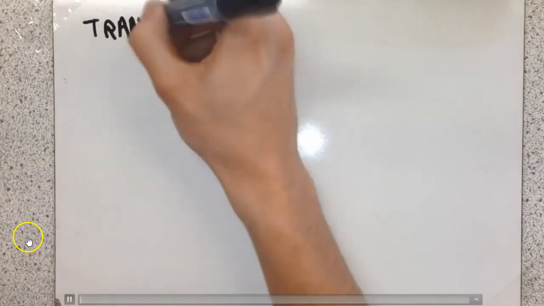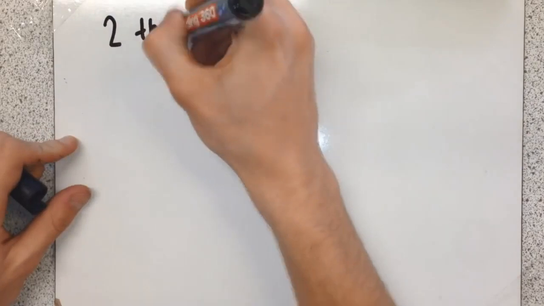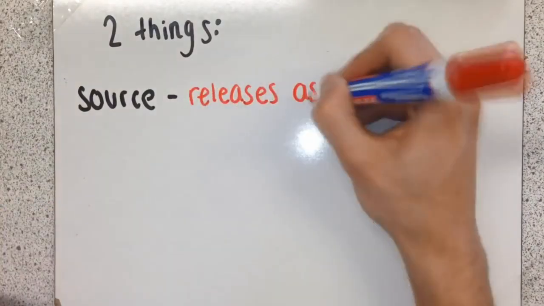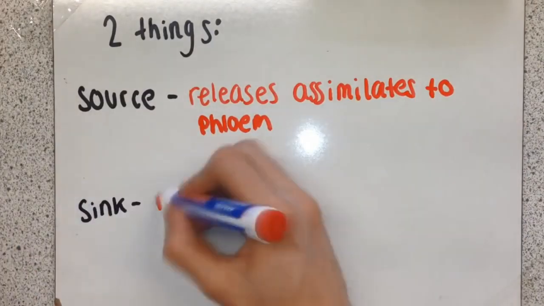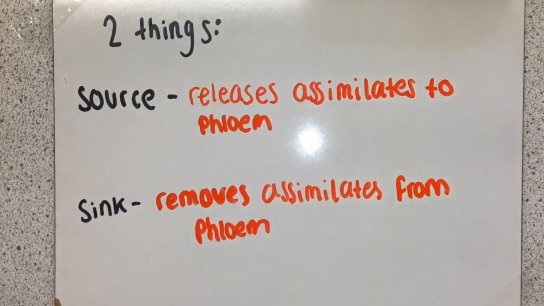In this clip, we're going to talk about translocation. So there are two things here we're going to want to get to grips with before we start. The source is the part of the plant that releases the products of photosynthesis into the phloem. A sink is a location in the plant that removes these products of photosynthesis from the phloem.